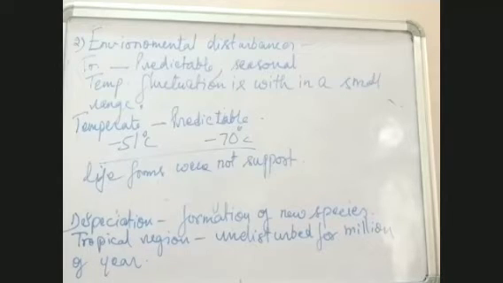The range of temperature fluctuation was not within a small range, but within a wide range. Sometimes the temperature used to fall to minus 51, minus 70. So this change in temperature did not support life forms. As a result, the biodiversity is not seen in temperate regions.